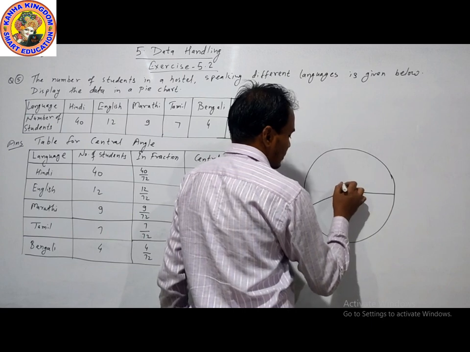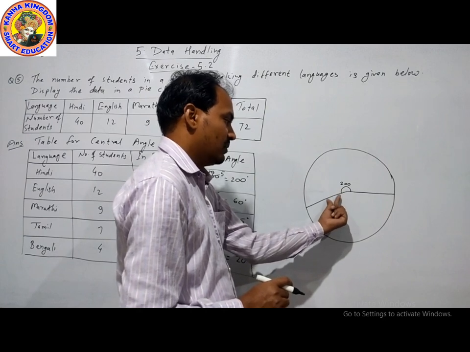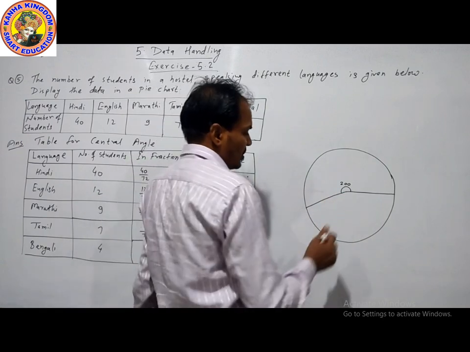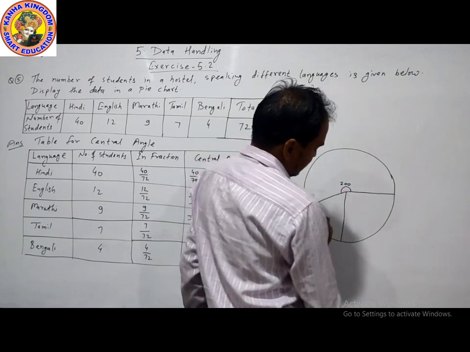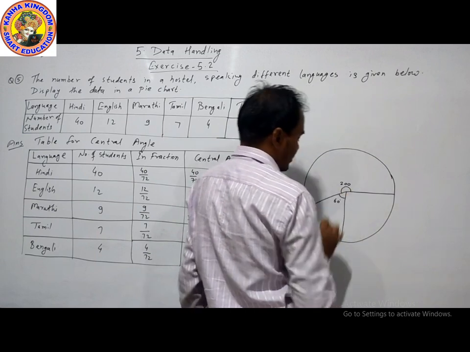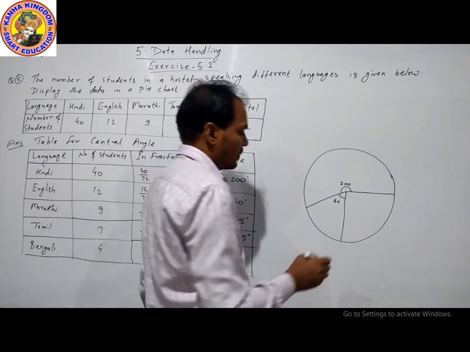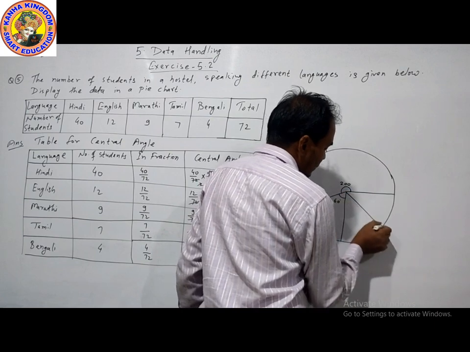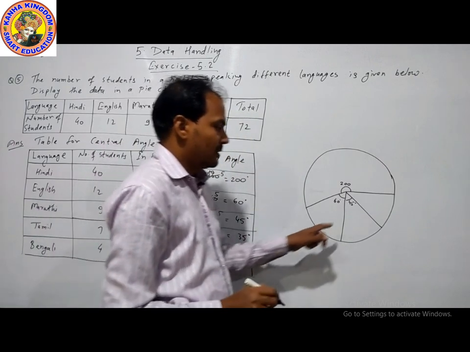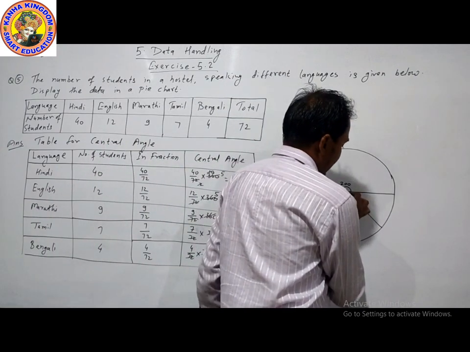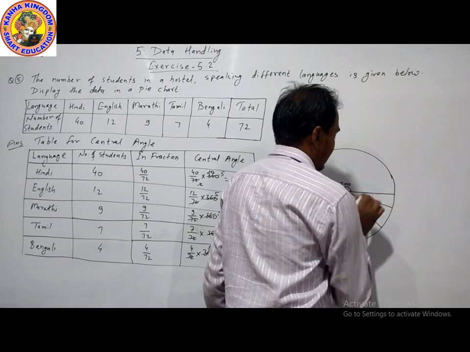This angle is 200. Now we will put the protractor on this line and measure angle of 60. This is the angle of 60 degree. Now put the protractor on this line and measure angle of 45. This is the angle of 45 degree. Now 35. Put the protractor here and measure angle of 35. This angle is 35. Remaining is 20 degree angle.